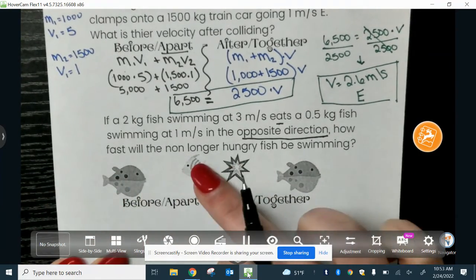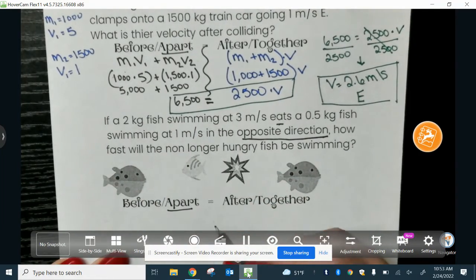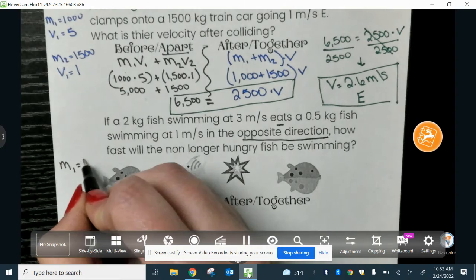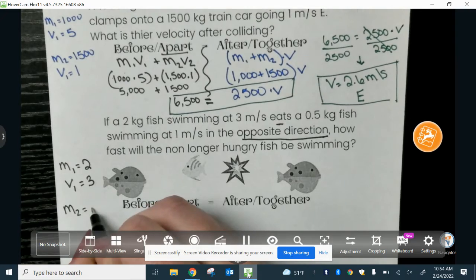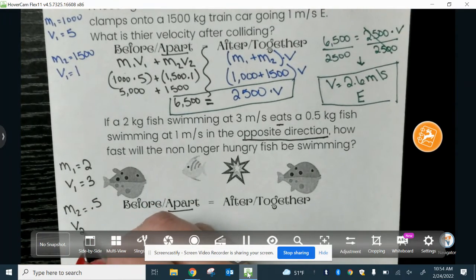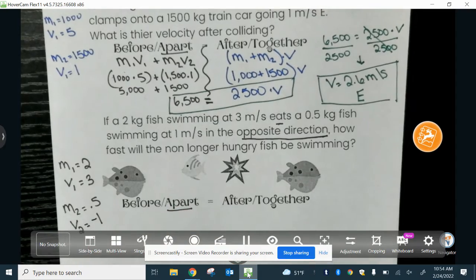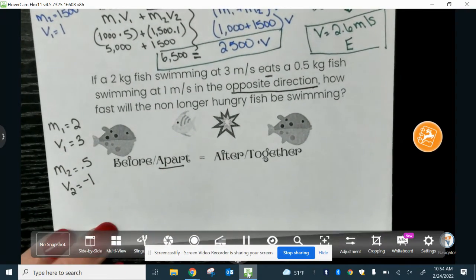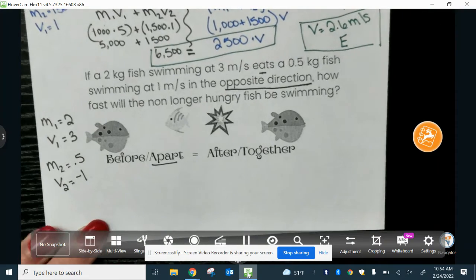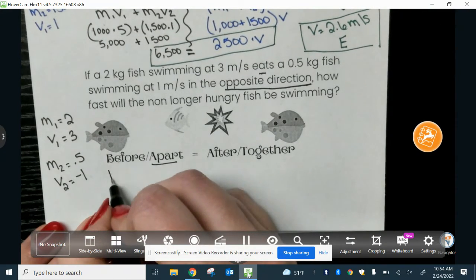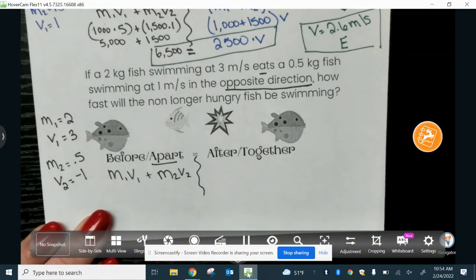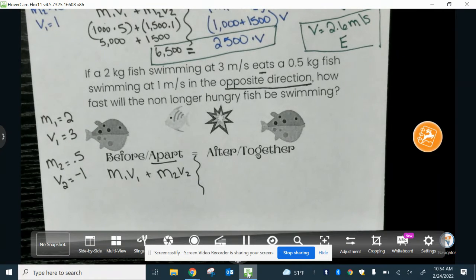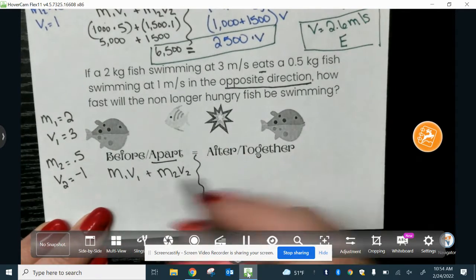So I have 2 separate fish, so I went ahead and labeled them apart. M1 is 2. V1 is 3. M2 is 0.5. V2 is negative 1. My equation for apart, M1, V1, M2, V2. A little squiggly line, that's a very sad squiggly line, but it's fine. Then solve for my momentum before.